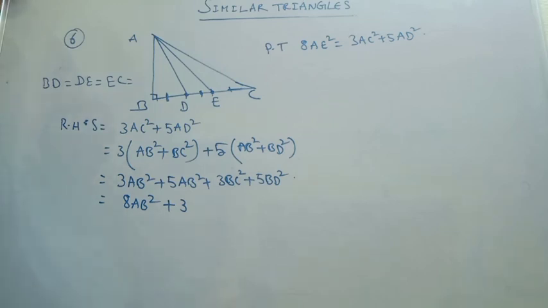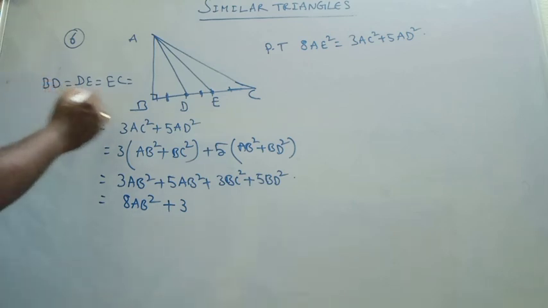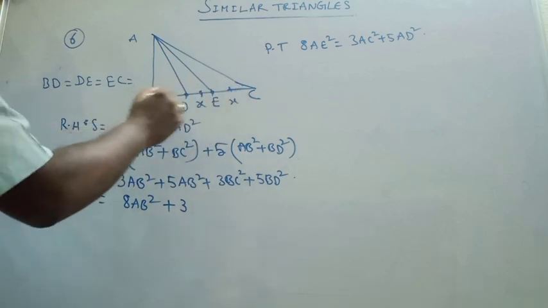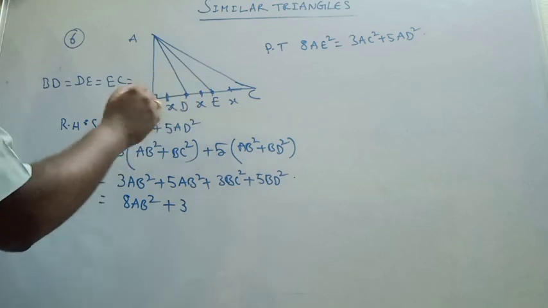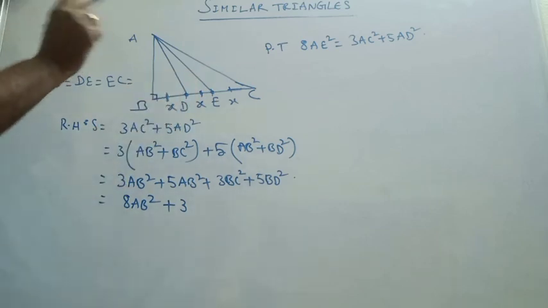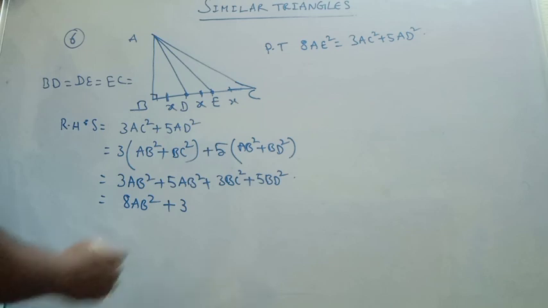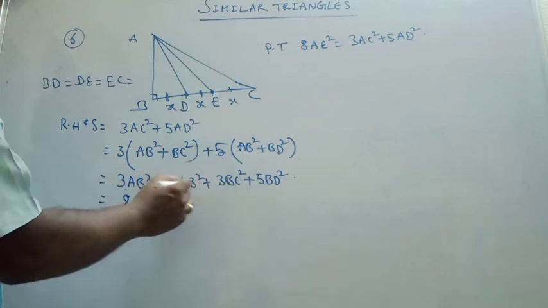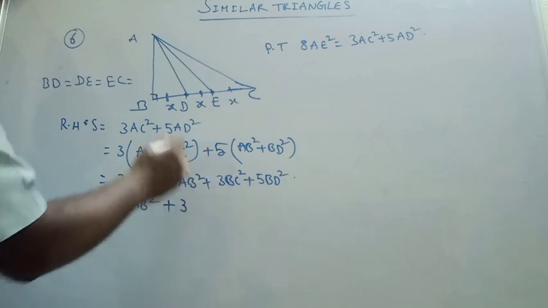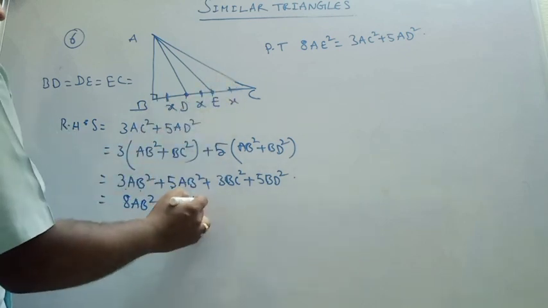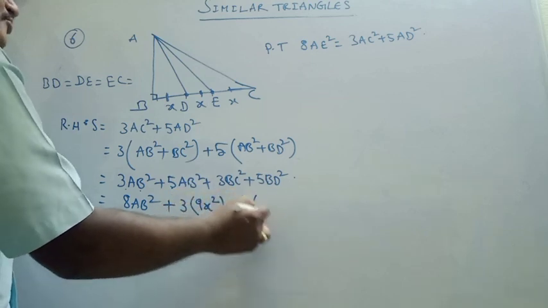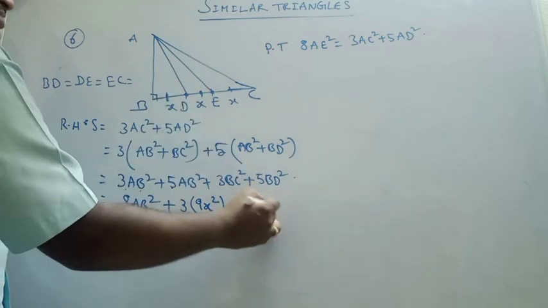How are we going to divide that? Actually, my dear students, I want to tell one thing here. BD equal to DE equal to EC: this is x, this is x, this is x. Because they are points of trisection, we divide BC into three equal parts, each called x. Now 3AB square plus 5AB square is 8AB square. BC means x plus x plus x, so 3 into 3x whole square, which is 9x square, plus 5 into BD square, and BD is x, so 5x square.